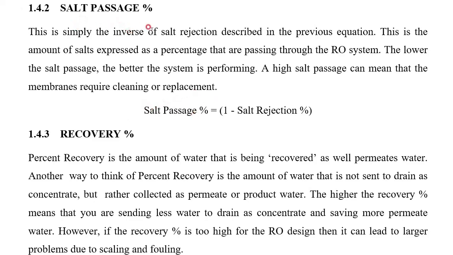It is simply the inverse of salt rejection described in the previous equation. In the previous equation, we have seen what salt rejection is. Now salt passage is the inverse. Inverse means not 1 divided by salt rejection; inverse in the sense of 1 minus. Like in 100%, if 85% is salt rejection, then obviously 15% is salt that has passed. So the formula is salt passage equals 1 minus salt rejection.